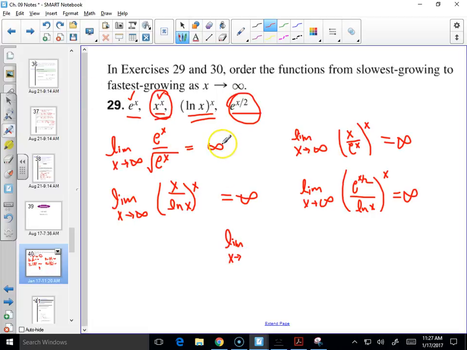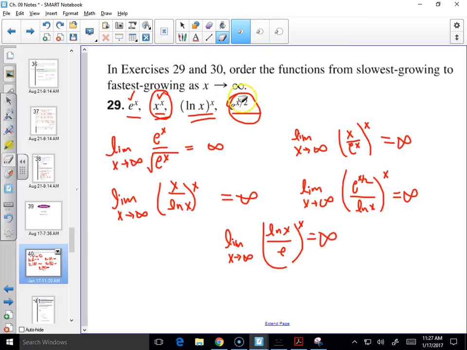You could have done this in 3 if we had gone in order, but I was trying to do like fastest, slowest, but I just assumed. So we have x to the infinity, and we have ln of x over e. That would be infinity. I'm just erasing all these.